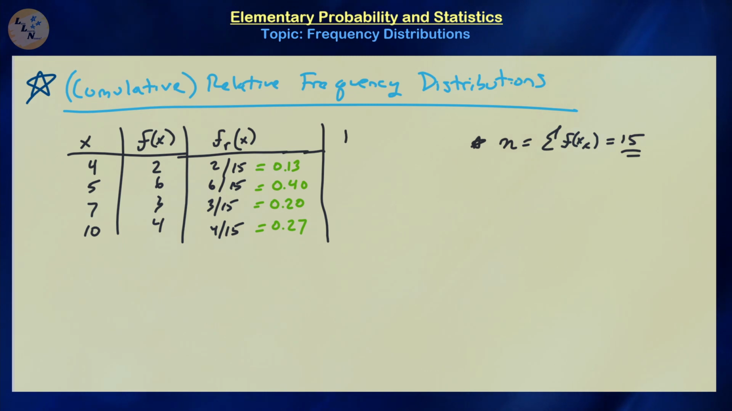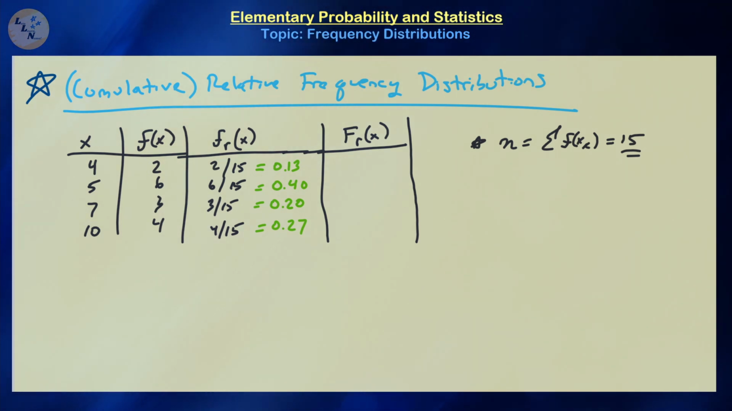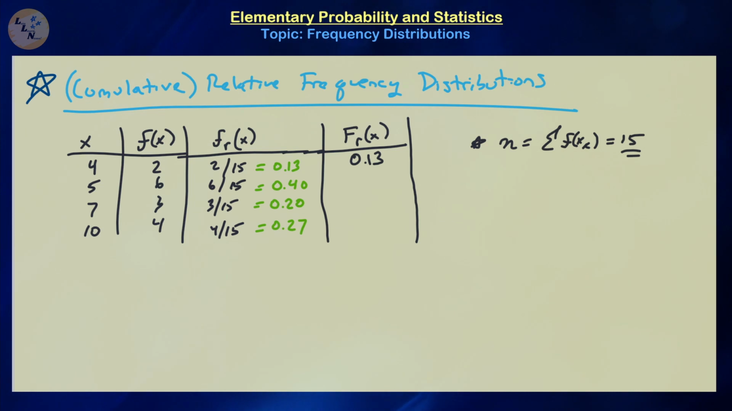about the cumulative relative frequency distribution, which is going to be capital F sub r of x. We're going to calculate this the same way as the cumulative frequency distribution. So the cumulative relative frequency of a particular value of x is going to be equal to the relative frequency of x plus all of the relative frequencies that precede it. So by default, the very first value is always going to be 0.13, and then we're going to add it to 0.40, so that's going to be 0.53, and then 0.73, and then the last value will be 1.00.